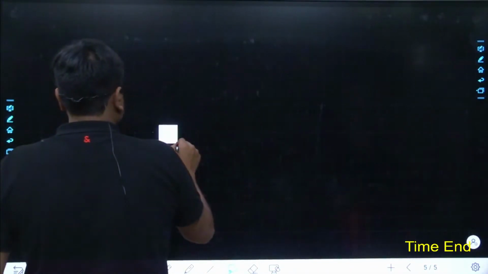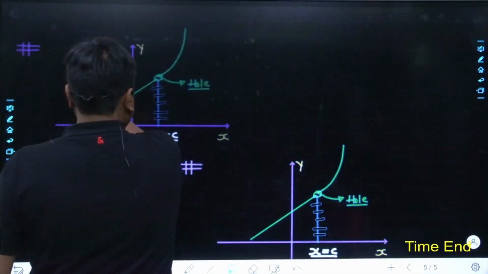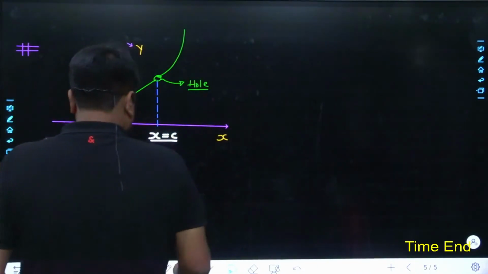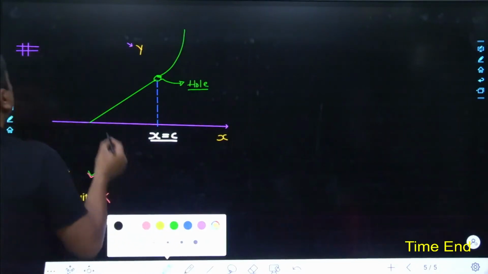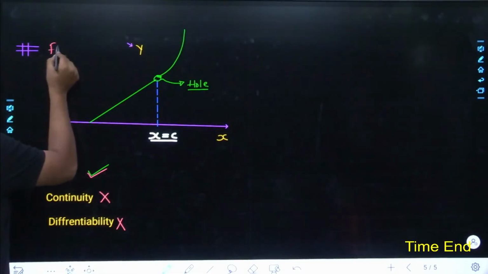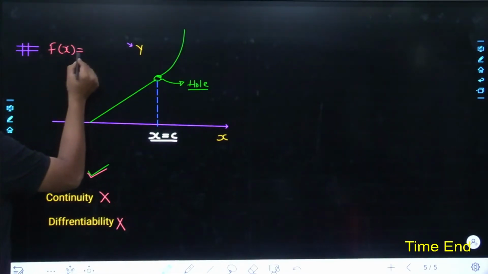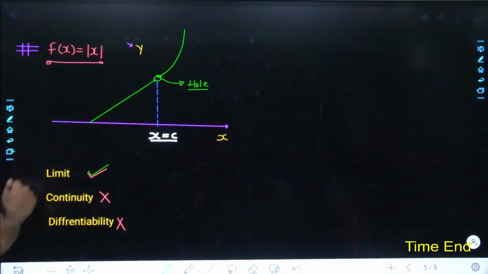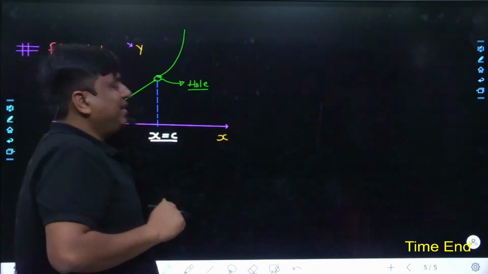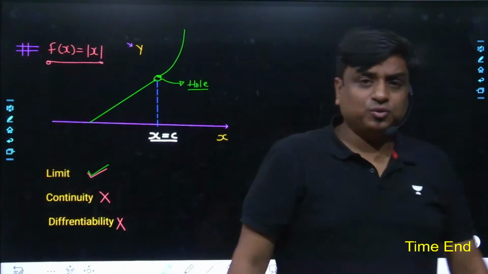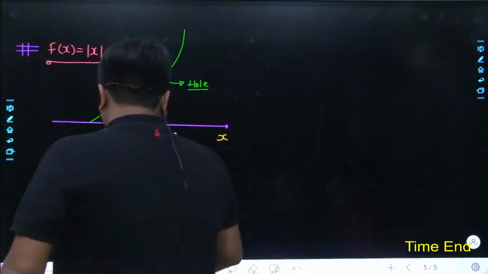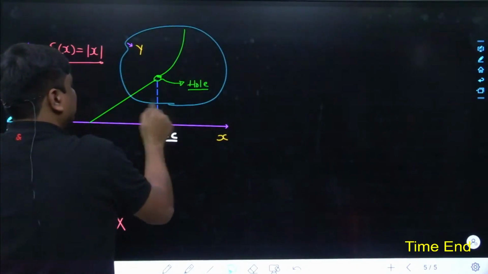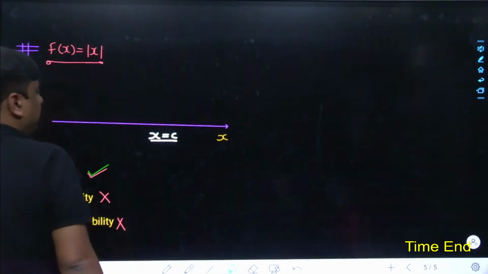So here comes the next question. Let's take a single independent variable function f of x, defined as the absolute value of x, or mod of x. Tell me, at x equals 0, which is a point of interest, out of the 3 tests, which tests are successful and which have failed.